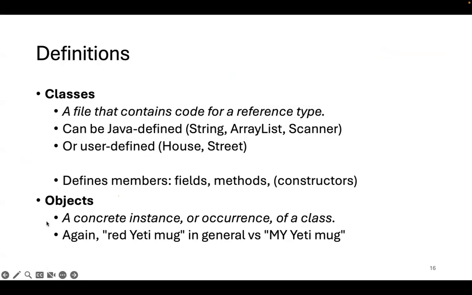An object is a concrete instance or occurrence of a class. So like before, there's an idea of a red Yeti mug versus this is my red Yeti mug. It'd be different from going to Ace Hardware and buying a red mug. It's different because mine's got a label on it. Mine has the tea that I drink in it. So yeah, it's a concrete instance.